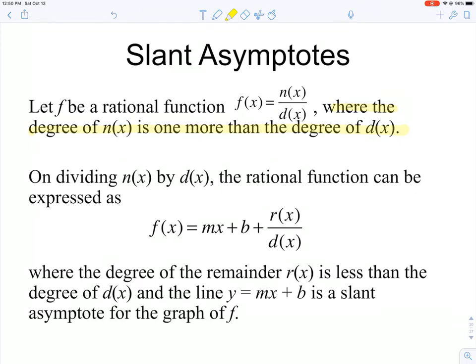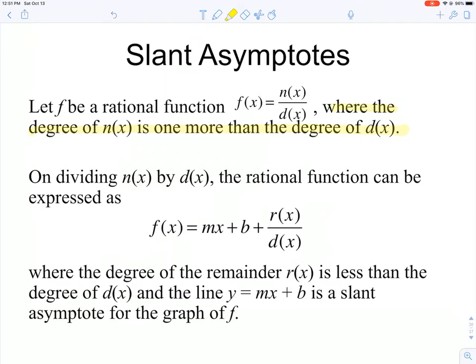But remember, asymptotes are lines. So I'm only going to ask you to come up with the end behavior asymptote, so a horizontal asymptote or a slant asymptote, in this specific case where the degree of the numerator is exactly 1 more than the degree of the denominator.